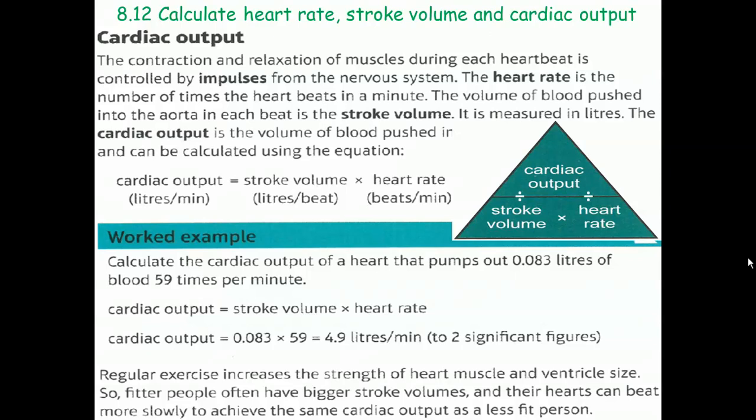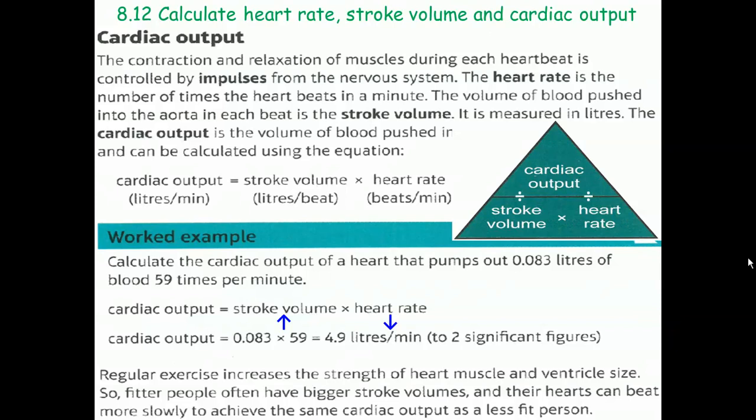And if you exercise regularly, regular exercise increases the strength of the heart muscles and the ventricle size. So in other words, someone who is a lot fitter tends to have a bigger stroke volume. And if you have a bigger stroke volume, but your cardiac output tends to be the same as someone who doesn't exercise, that means that you generally have a lower heart rate. And that's why people who are a lot fitter generally have a lower heart rate, because their stroke volume is a lot greater.